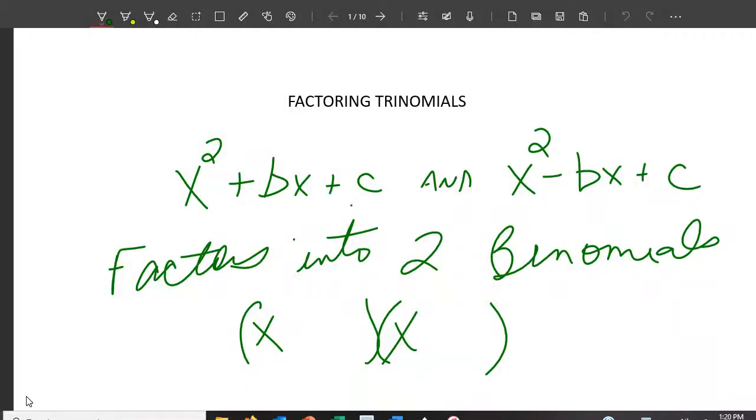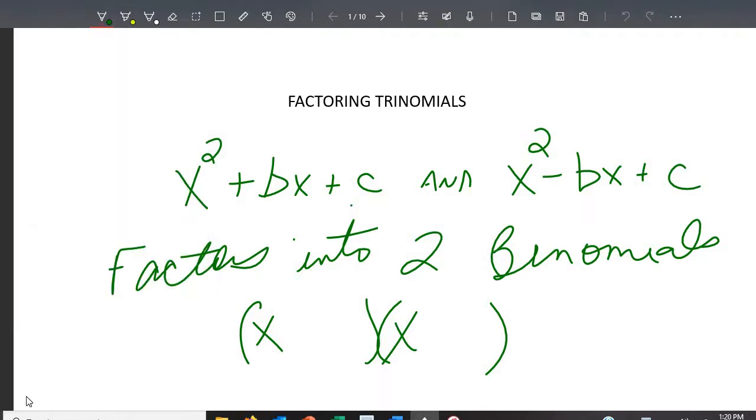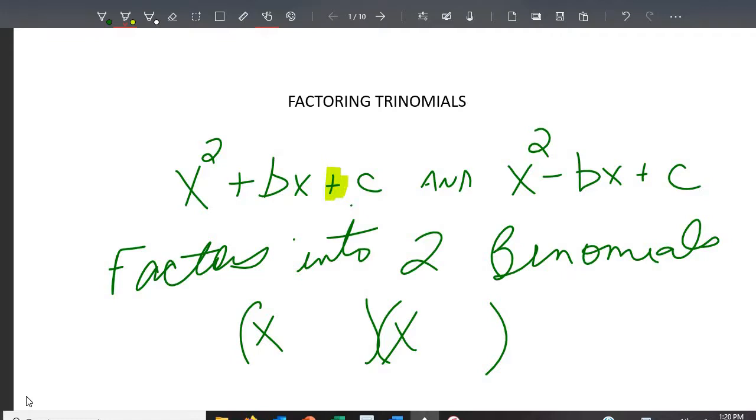Okay, this lesson is on factoring trinomials, and I want to do the type that have a plus sign at the end. The sign in the middle can be positive or negative, but I'm going to focus on the plus sign today. Trinomials factor into two binomials. Now this type will have an x in both parentheses.